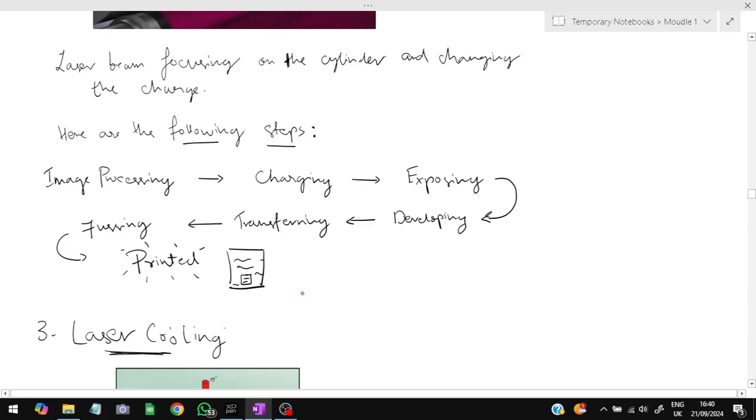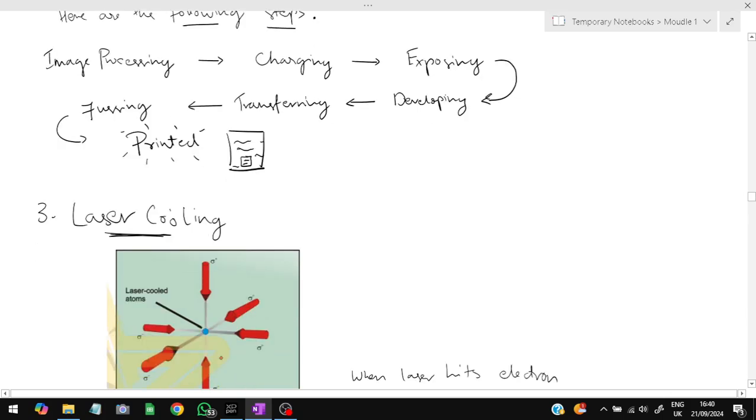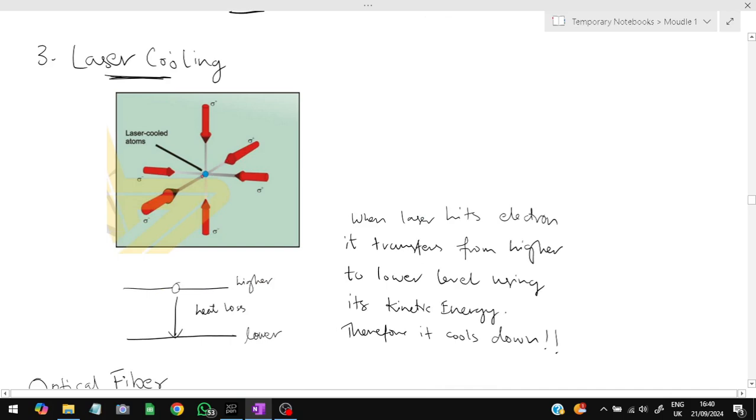Okay, so what we are making cool here, we are making the electron cooler, or rather the atoms cooler. How do we do that? It's very simple. What happens when we point a laser? When you point a laser, at that time the electron from the higher level comes to the lower level. That means it will travel some distance.